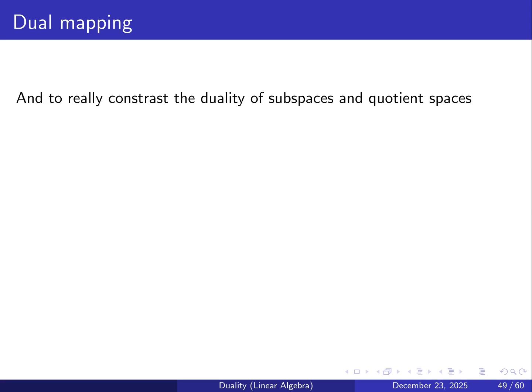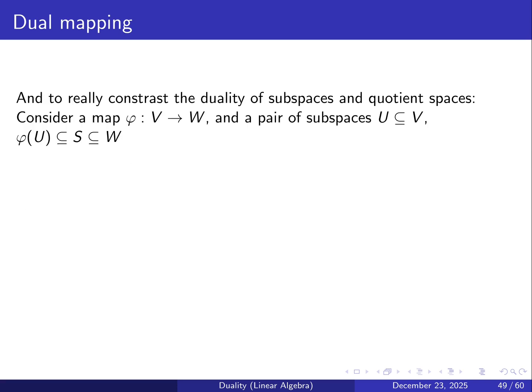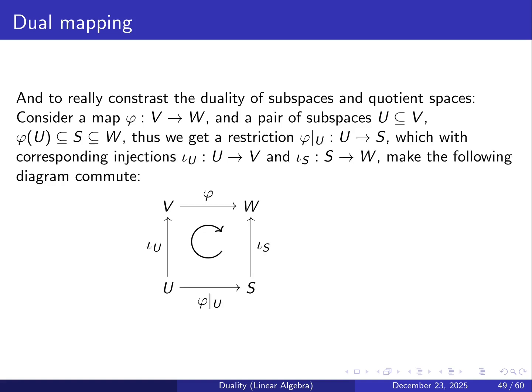And to really contrast the duality of subspaces and quotient spaces, consider a linear map phi from V to W and a pair of subspaces U of V and S of W such that phi of U is a subspace of S. Thus we get the restriction map from U to S, which is the following injections: iota sub U from U to V and iota sub S from S to W makes the following diagram commute.